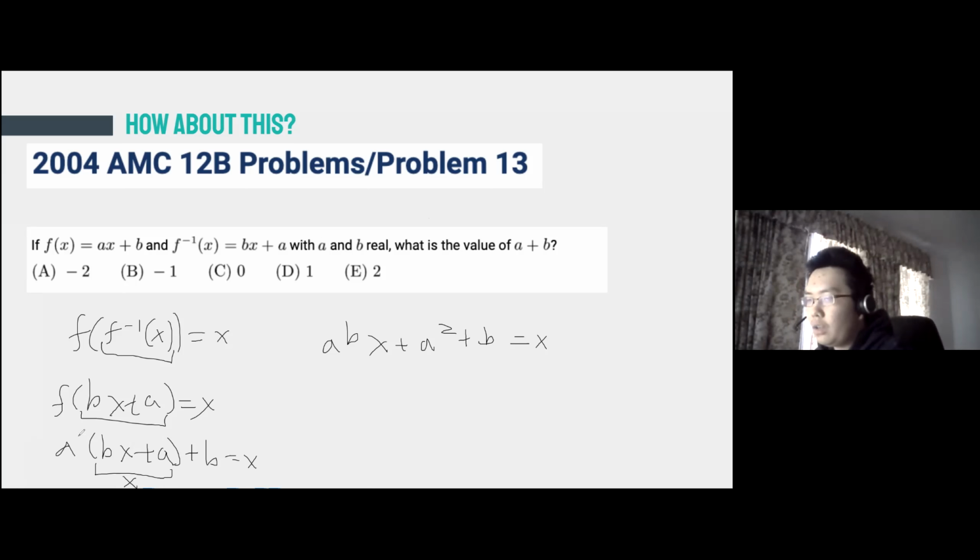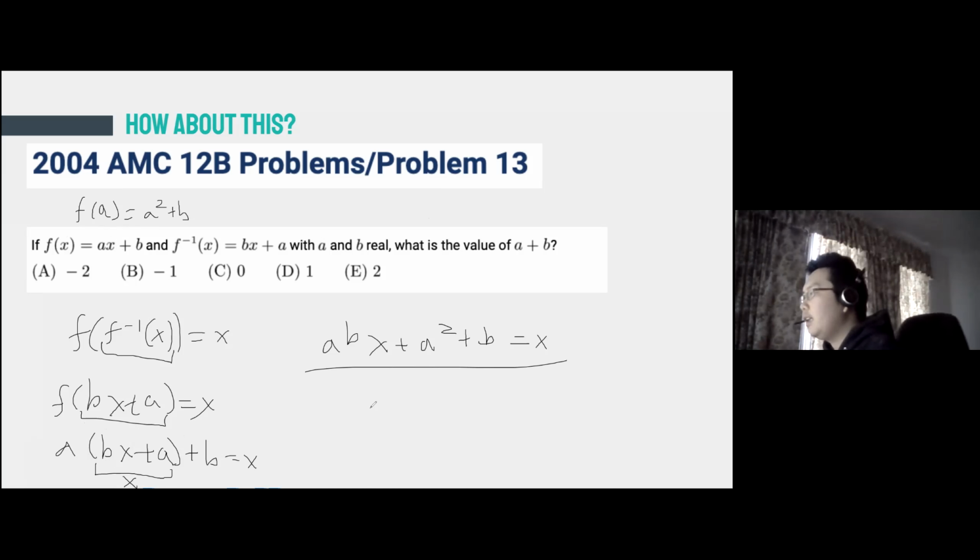We're going to talk more about function composition next week. Don't worry, we'll cover it in a lot of detail if you don't understand. But basically, you take this x and you plug in what you have here. So that means f of a would also be equal to a squared plus b, something like that. And then you find that ab equals 1, and a squared plus b equals 0, and then you get your answer.